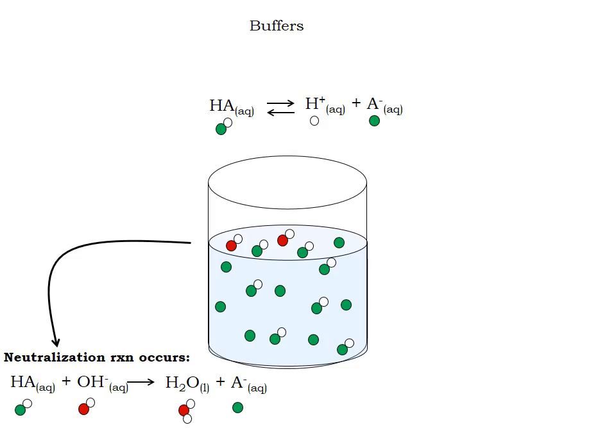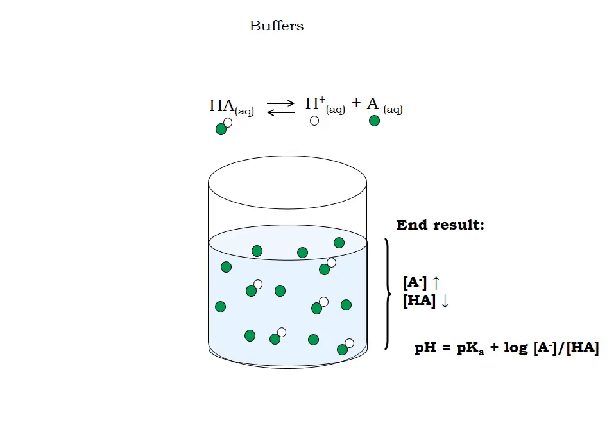So now let's do that with our molecule glasses, with our molecules, right? Two of these HA molecules will donate their hydrogen ion to hydroxide to form water. Now that we have water, we're going to eliminate it because it doesn't really contribute to the pH. So the end result of this addition of 2 molecules of hydroxide is that our conjugate base concentration has increased a little bit, and our weak acid concentration has decreased a little bit.